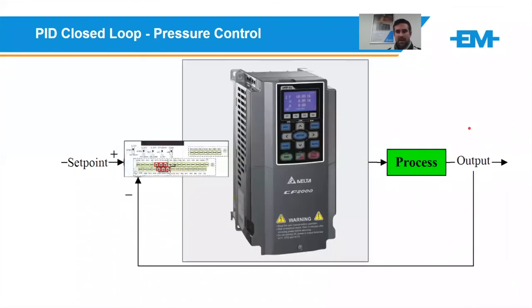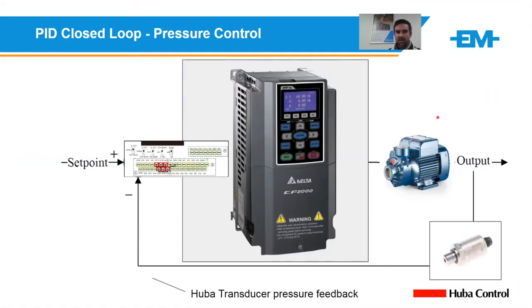So to replace that with some graphics, we've got the process, which is the pump, the drive, which is the brains, the set point comes into our control terminals, and obviously the Huba transducer would send back the pressure signal to the drive. This forms our closed loop control. So any action has a reaction that takes place.